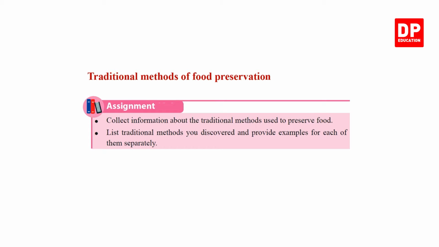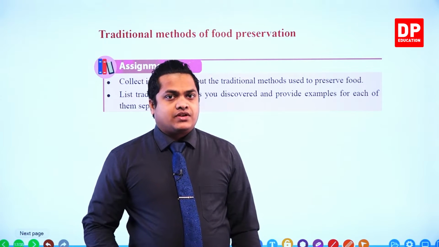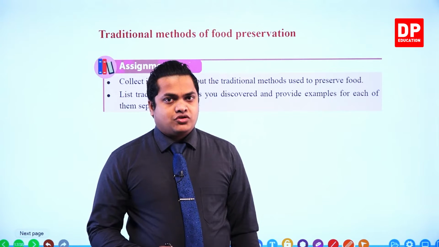So you are given an assignment. Collect information about the traditional methods used to preserve food. List traditional methods you discovered and provide examples for each of them separately. Right, in the earlier figure, we studied several traditional methods of food preservation.